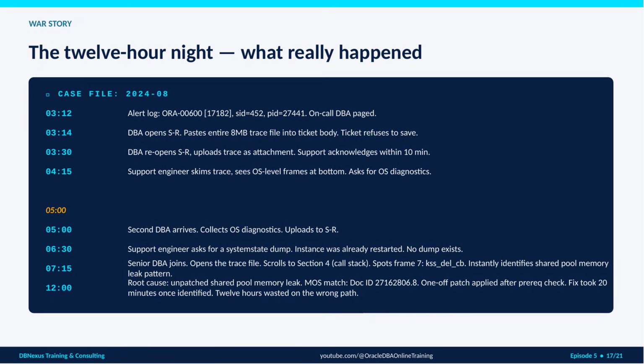Habit, not heroics. Let's go back to the opening story and walk through it timestamp by timestamp. 3:12 a.m., alert log: ORA-600 bracket 17182, session 452, process ID 27441, on-call DBA paged 3:14. DBA opens an SR, pastes the entire 8 megabyte trace file into the ticket body. Ticket refuses to save. Wait, what?